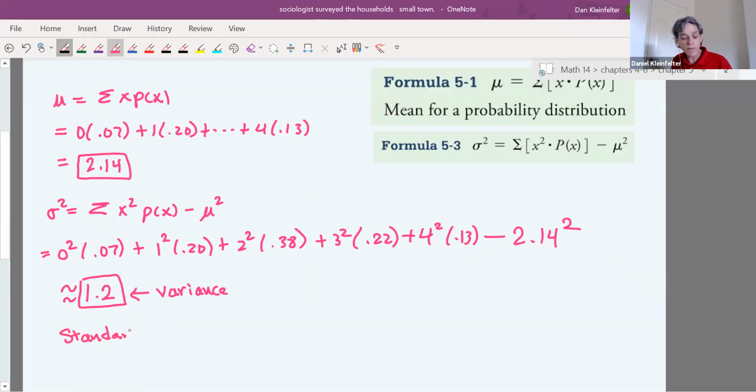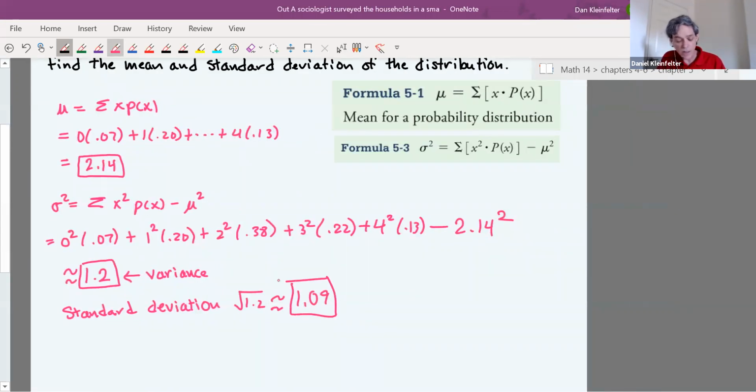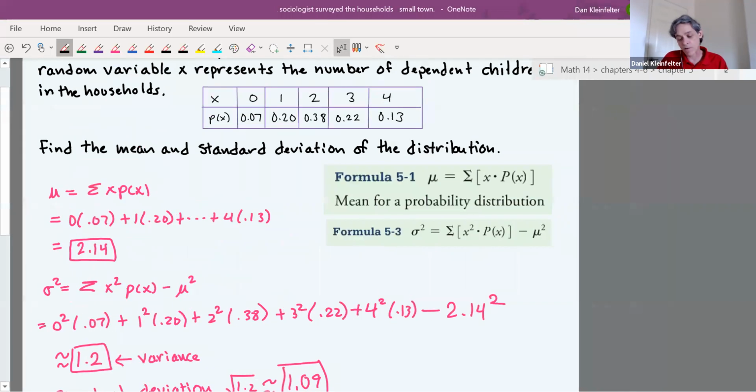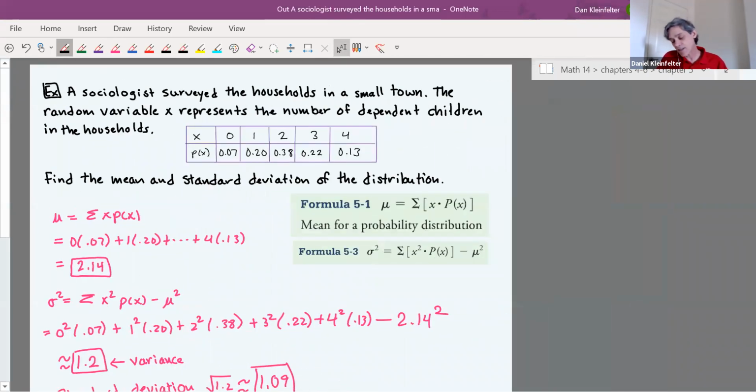Okay, going through the arithmetic, the variance worked out to be about 1.2. To get the standard deviation, we're going to take the square root of 1.2, and that works out to be about 1.09. Okay, so we've got the mean and standard deviation for the number of children that the sociologist will run across. That takes us to the end of this example. So far, we don't have a really interesting meaning for that, other than that a bigger standard deviation would be more variable. We're going to put some meaning on that really soon.